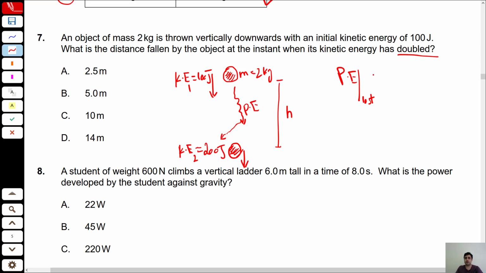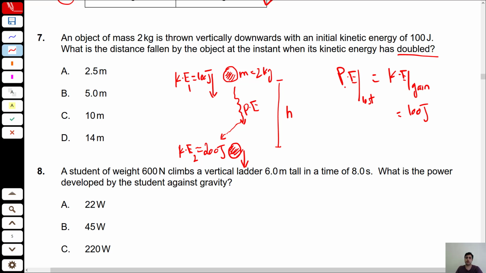So we will say that potential energy lost equals gain in kinetic energy. And we know that in order to go from initial kinetic energy to final kinetic energy, the body must gain a kinetic energy of 100 joules because it has doubled. How much do you gain? You gain 100. 100 plus 100 gives you 200. And who's responsible to provide this 100 joules of kinetic energy?